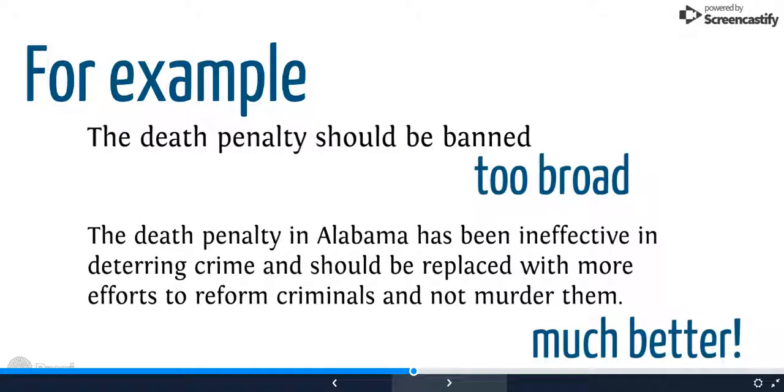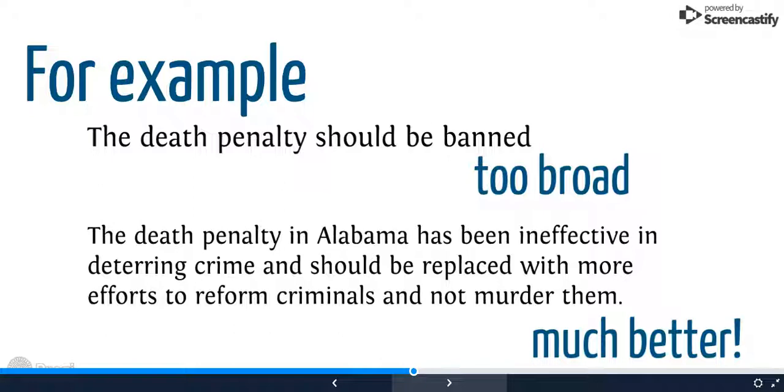An example: the death penalty should be banned. That's way too broad. The death penalty in Alabama has not been effective in deterring crime and should be replaced with more efforts to reform criminals and not murder them. Much better. That's way more specific. I know where we're talking about. I know why we're talking about it.